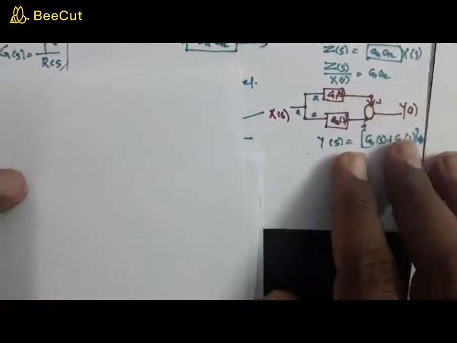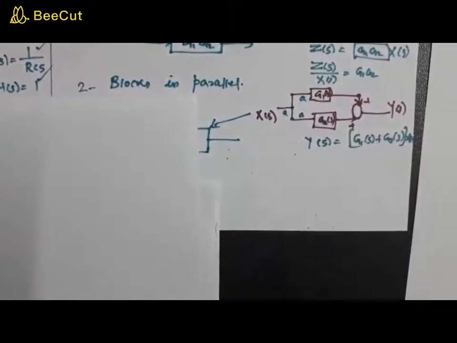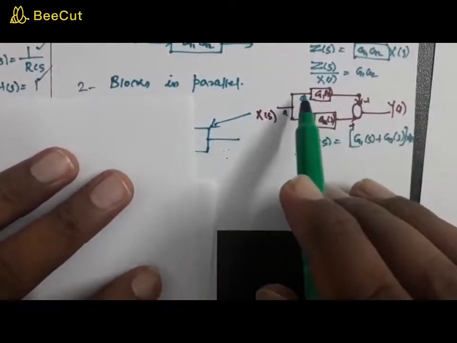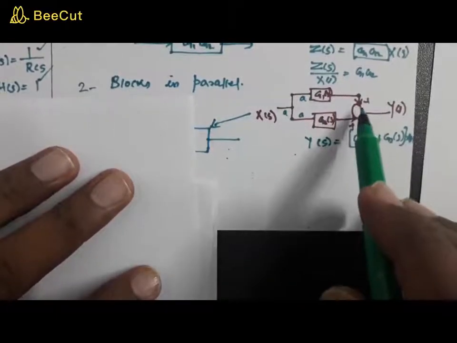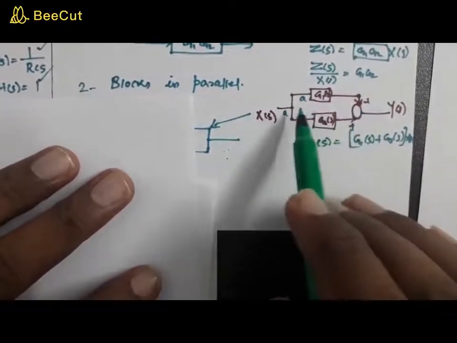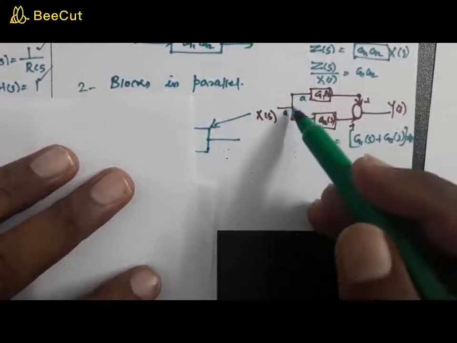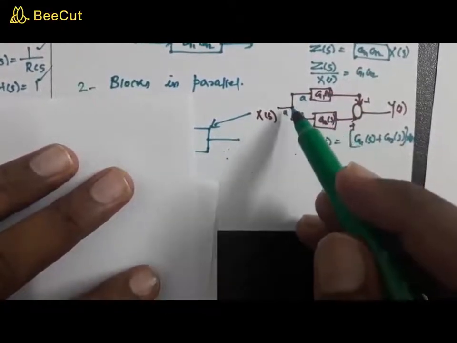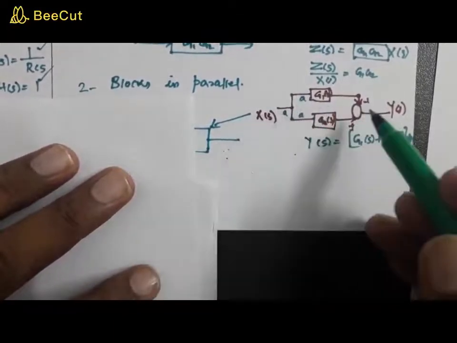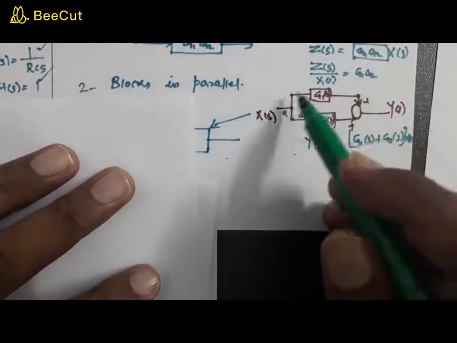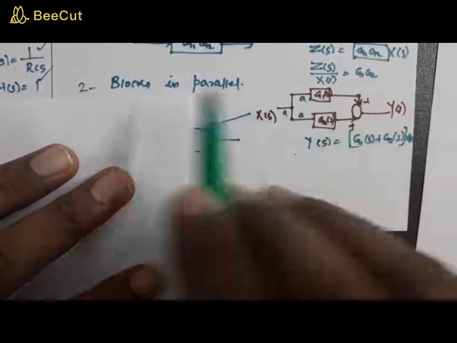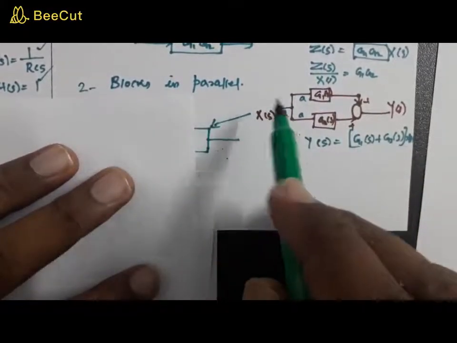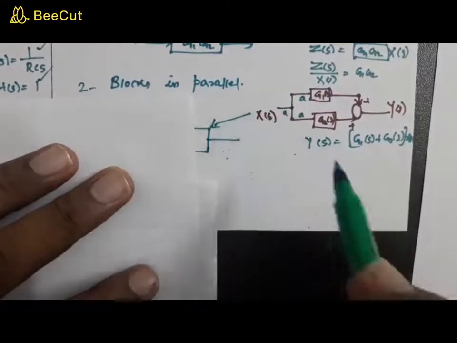Look at this. You have another scenario where you have g1 of s and g2 of s, two parallel branches, connected together. Now why am I calling this parallel? Because each block starts from the same end and ends at the same end. So this type of block arrangement we call blocks in parallel. So this can be another scenario you can come across while doing a complex block diagram.